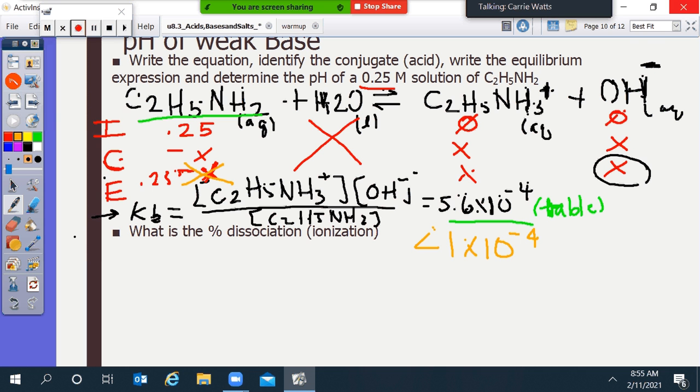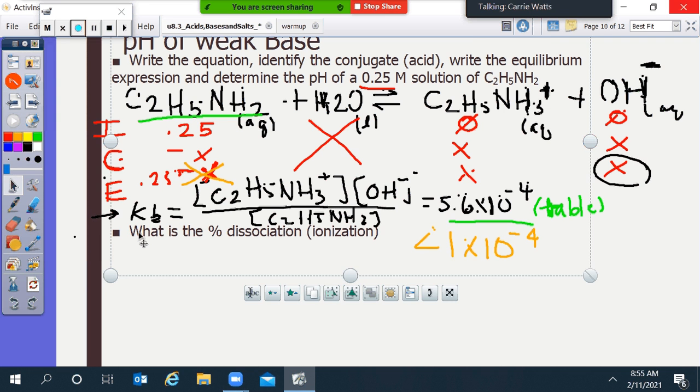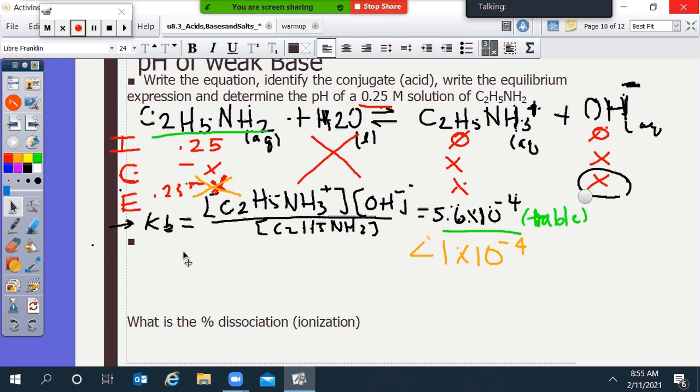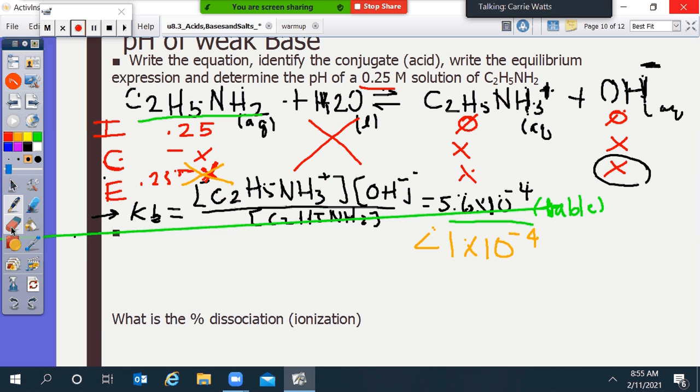Now I'm going to write the Kb expression. Actually, what I'm going to do is move this down so we have some space. Now I'm going to write the Kb expression, let me just erase this.